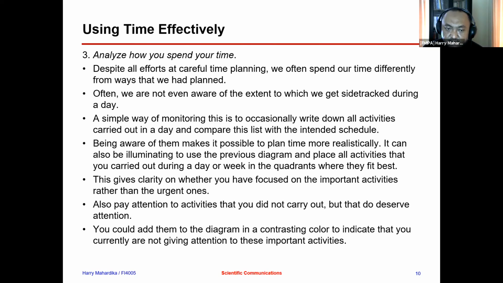This gives clarity on whether you have the urgent ones. Also, pay attention to activities that you did not care about but that do deserve attention. You could add them to the diagram, giving attention to those important activities.